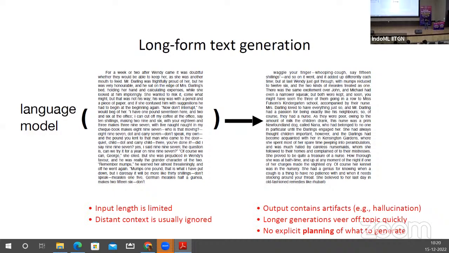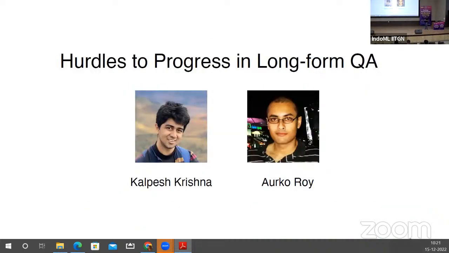So in this talk, I will focus on two projects that have been done by my lab. One is an application of these models and integrating them with retrieval to solve long-form question answering. The second project is a methodological contribution on trying to address some of the issues with long-form text generation using language models. So the work I'll talk about first is called Hurdles to Progress in Long-Form Question Answering.